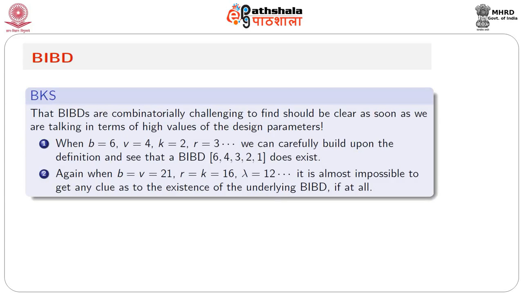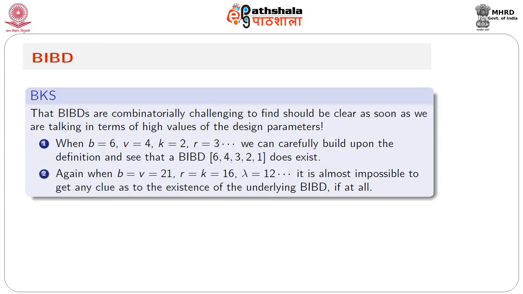That BIBDs are combinatorially challenging to find should be clear as soon as we are talking in terms of high values of the design parameters. When you take a very simple example like B equal to 6, V equal to 4, K equal to 2, R equal to 3, we can carefully build upon the definition and we can see that a BIBD with these parameters does exist. It is very trivial to construct. Take all pairs of treatments. Again, when B equal to V equal to 21, R equal to K equal to 16, lambda equal to 12, it is almost impossible to get any clue as to the existence of the underlying BIBD at all. Of course, we can verify the parametric relation, namely BK equal to VR, that is trivial, and lambda into V minus 1, which is 12 times 20, which is 240, R into K minus 1 is 16 times 15.